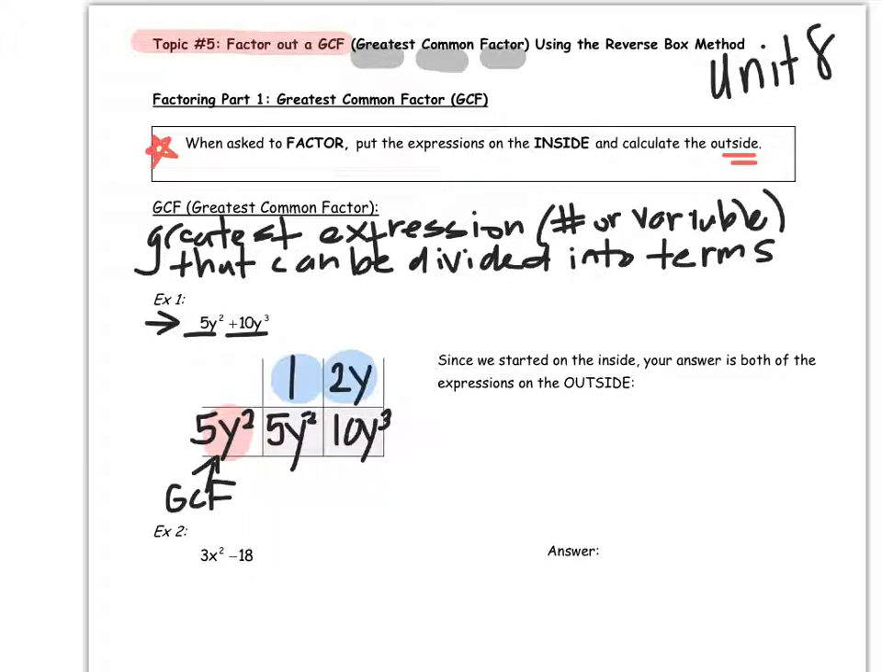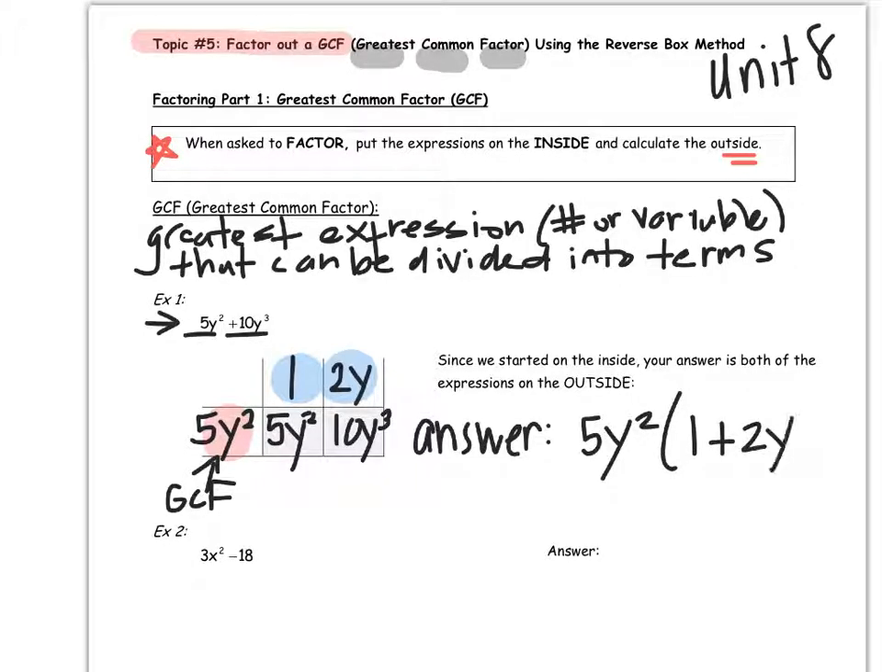All right, so now these on the outside that I have highlighted in red and blue, this is my answer. Since we started on the inside of the box, your answer is both of the expressions on the outside. So I'm going to write the word answer, and I'm going to put 5y squared first. You can put it in parentheses if you want to, but you don't have to. Then I'm going to put the blue terms in parentheses because they're together. So I have a 1, and now they're always either added or subtracted. Since my 2y is positive, I do 1 plus 2y. So this is my answer.